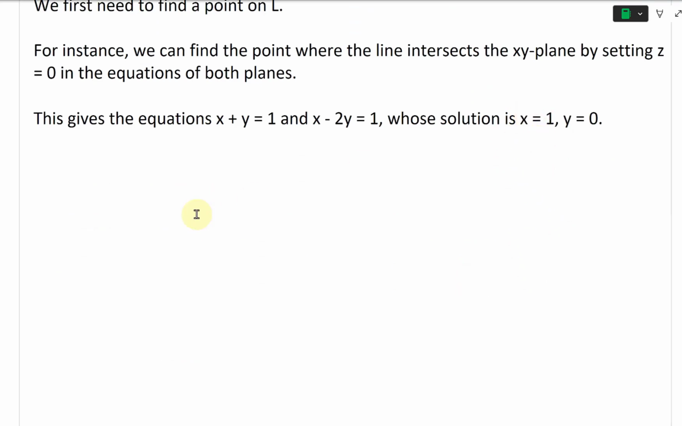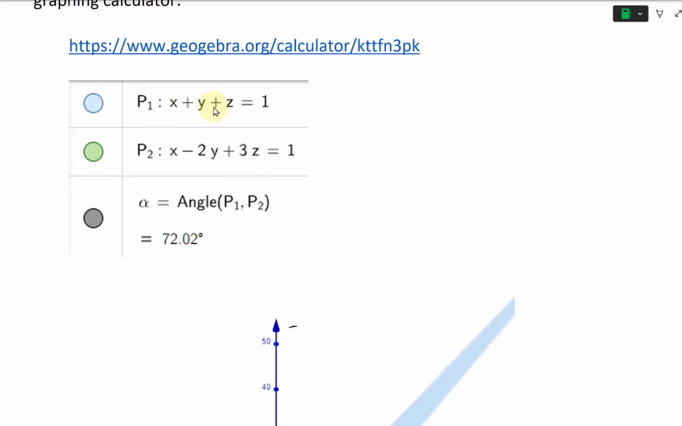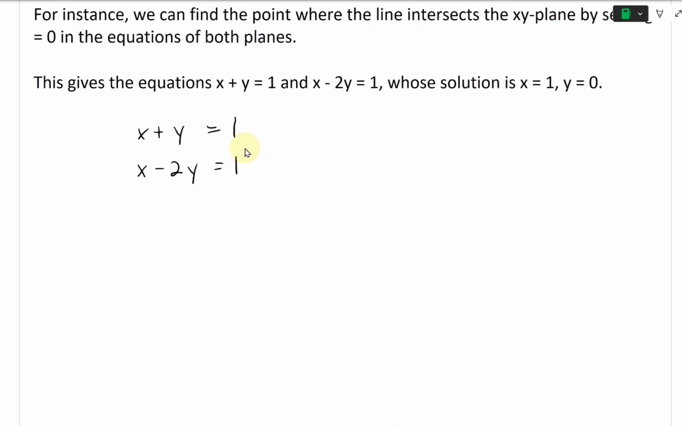And again, you can see that we'll have this x plus y equals 1. And then the other one is going to be x minus 2y equals 1. And again, just double check there. Yeah, so then there's x plus y, then the z goes 0, x minus 2y plus 3z, and the 3z goes 0.